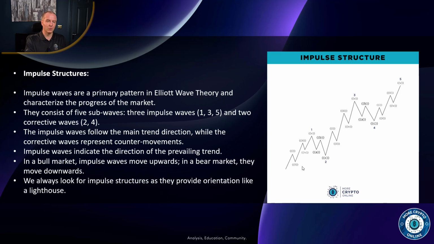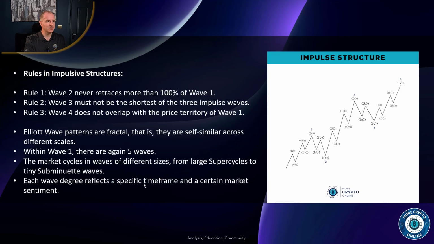Now, then again, you go into the subwave structures, and for example, here in the small first wave of the first wave, you would also find most likely 5 waves, right? Okay, so that's the general impulse pattern. And the impulse obviously follows the main trend, while the corrective waves represent counter movements. And in a bull market, impulse waves move upwards. In a bear market, they move downwards. And we always look for these. They are our lighthouse on the charts.